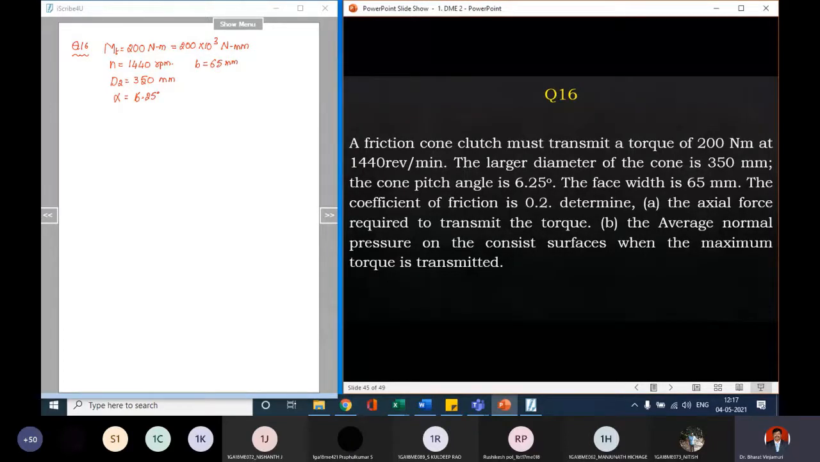The coefficient of friction mu is equal to 0.2. Determine the axial force required to transmit the torque, Fa. Determine the average nominal pressure on the contact surfaces when the maximum torque is transmitted. So he's expecting me to find the pressure on the contact surfaces also. This is the data given, guys.